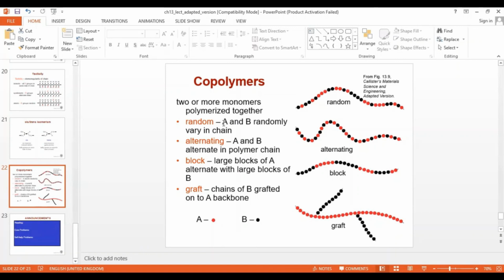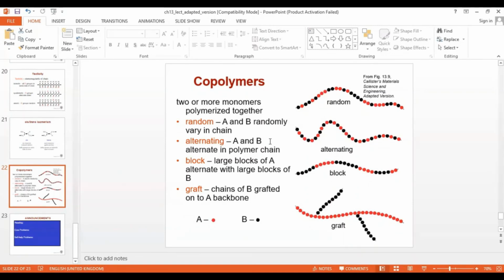So in a random copolymer, if two monomers are there and they are varying randomly, that is known as random variation. And then I have the alternating copolymer. Alternating copolymer means, by the name, black, red, black, red, black, red. You see, it's alternating. So A and B alternate in the polymer chain. If both of them are alternating in the polymer chain, that is an alternating polymer.